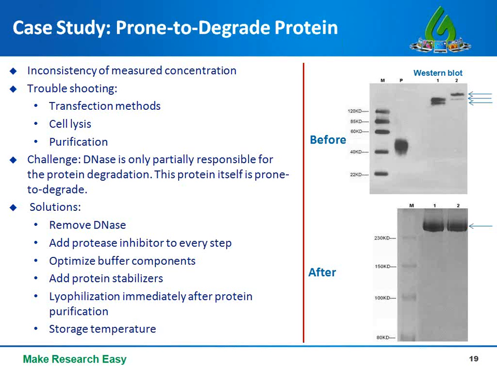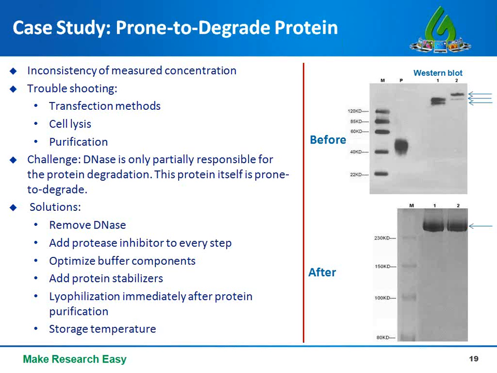The top band is the non-degraded protein with the correct molecular weight. The two lower bands are proteins at different levels of degradation. The first line is the protein with the DNase treatment, and the second line is the protein without DNase treatment, indicating that DNase is only partially responsible for the protein degradation, and the protein itself is prone to degrade.